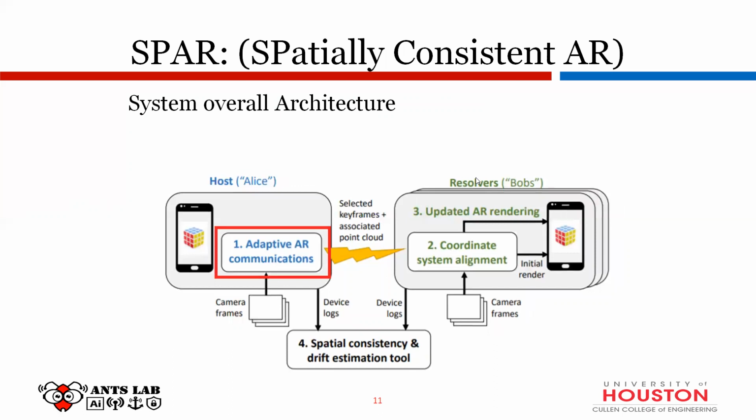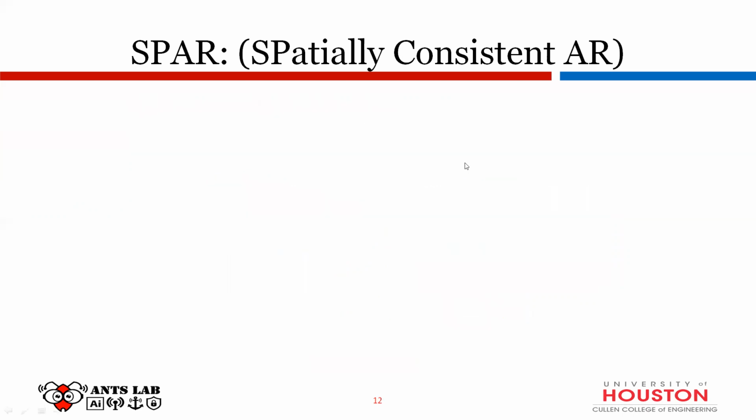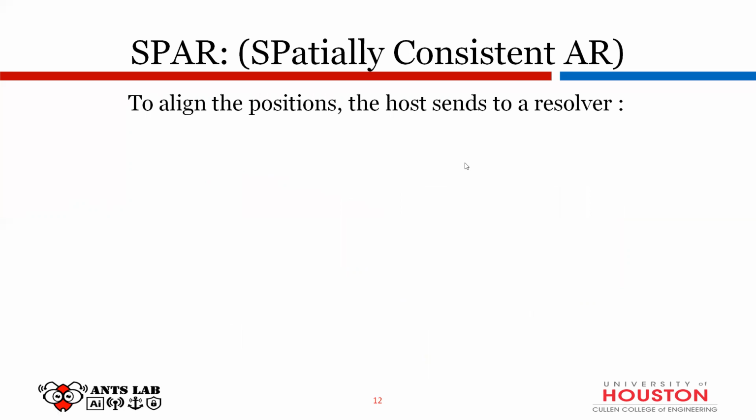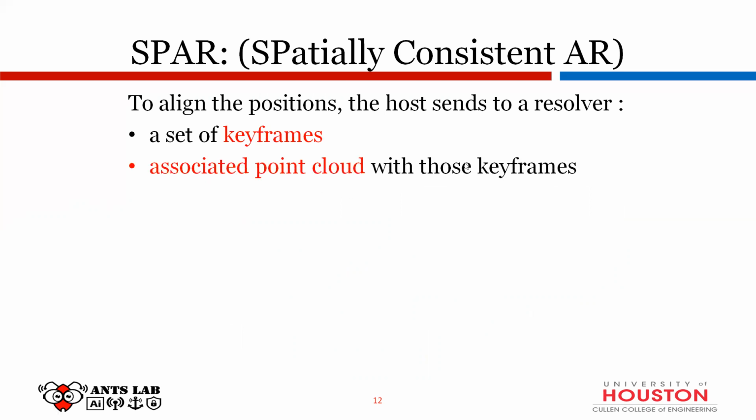So the first thing we'll be talking about is the adaptive AR communications, which is shown right here. To align the positions, the host sends to a resolver a set of keyframes, associated point clouds with those keyframes, and the virtual object's coordinates. So these are the things that you need to send from the host to the resolver.